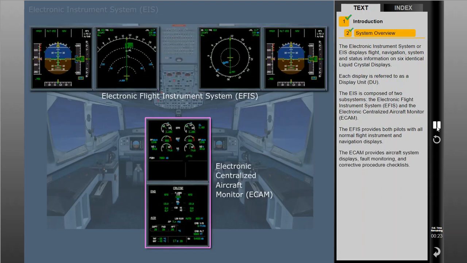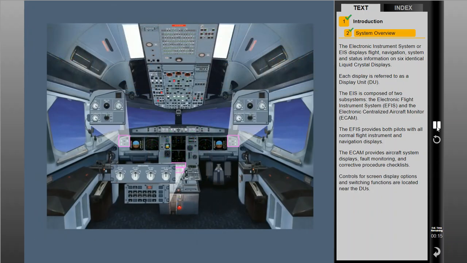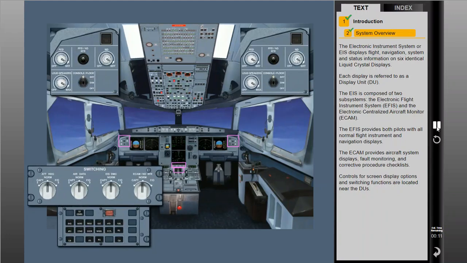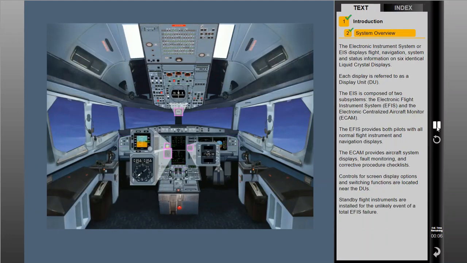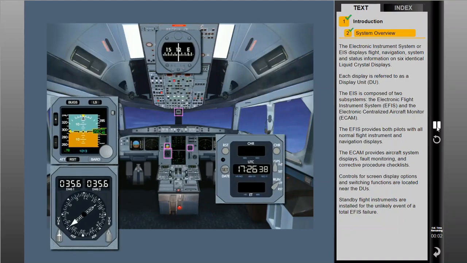The ECAM provides aircraft system displays, fault monitoring, and corrective procedure checklists. Controls for screen display options and switching functions are located near the DUs. Standby flight instruments are installed for the unlikely event of a total EFIS failure.